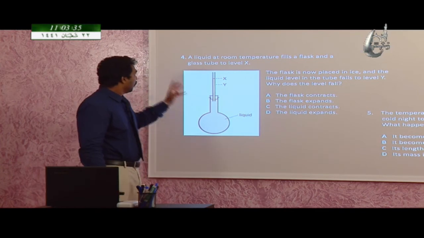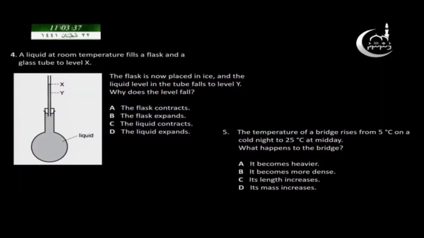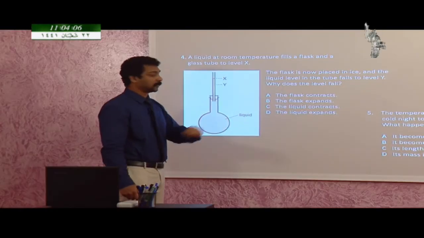Next one, a liquid at room temperature fills a flask and a glass tube to level X. The flask is now placed in ice and the liquid level in the tube falls to level Y. Why does the level fall? We have options here. The flask contracts, the flask expands, the liquid contracts and the liquid expands.